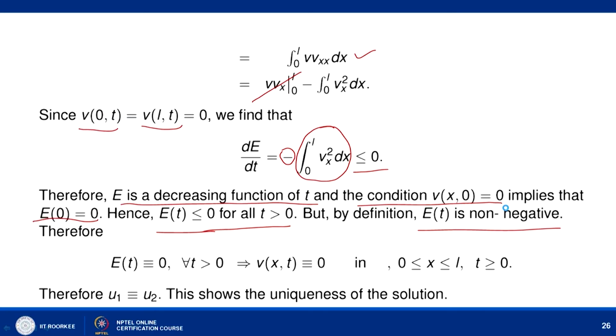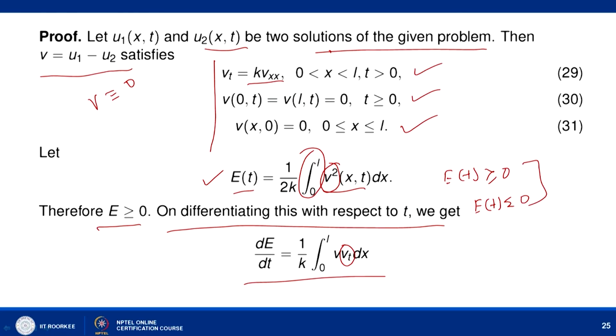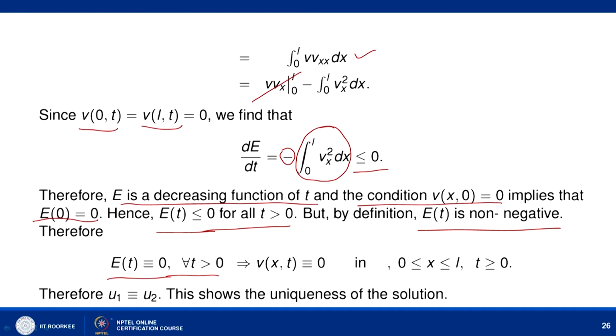So, it means that your E(t) is ideally equal to 0. Now, what it means that E(t) is ideally equal to 0 for all t greater than 0 is that the integrand, that is v squared x of t, must be ideally equal to 0. Now, what it means is that v is ideally equal to 0. It means that u1 is equal to u2 for all time t. So, this shows the uniqueness of the solution.